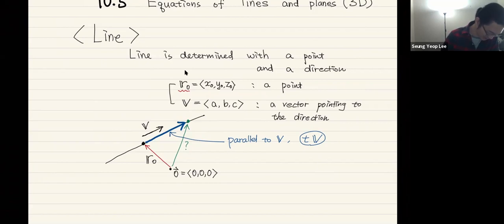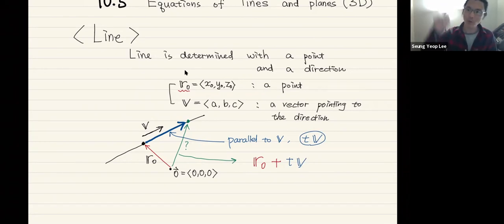And what is the green vector then? If you look at this triangle, the green vector is the red vector, which is R0, plus the blue vector, which is t times V. That's the green vector, and it should be the vector pointing to a point on the line. And that is for any t.